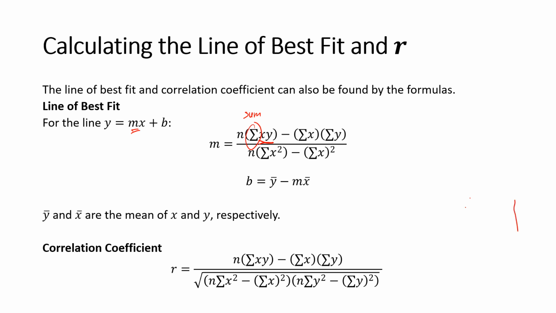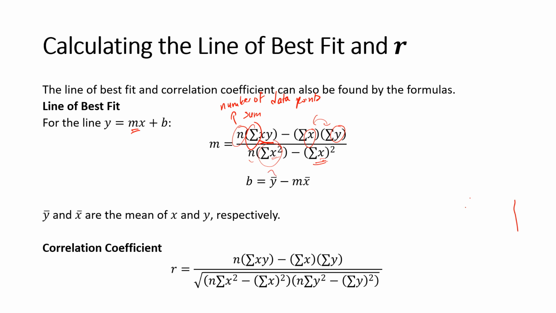Okay, here's the sum of all the x values and the sum of all the y values. You multiply them together. n is the number of data points. Okay, and then we get this over n times the sum of the squares of the x values minus the sum of the x values, squared. It takes quite a bit of time if you have a lot of data points, but as long as you punch in your numbers correctly on a calculator, you should get the right answer.